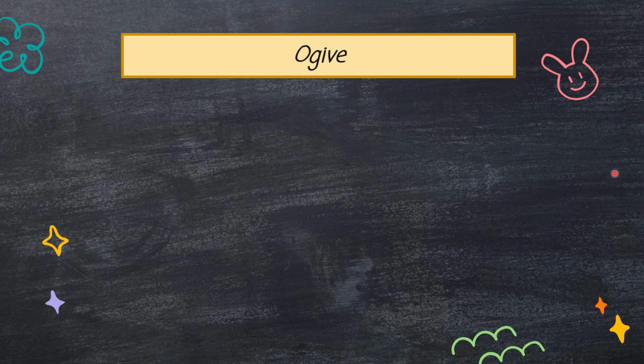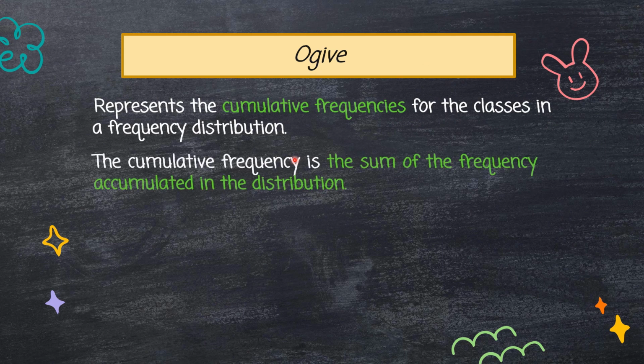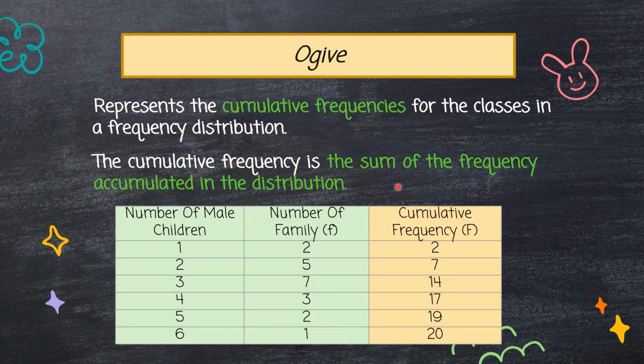Ogive. It represents the cumulative frequency for the classes in a frequency distribution. The cumulative frequency is the sum of the frequencies accumulated in the distribution. So here is the cumulative frequency of the example.